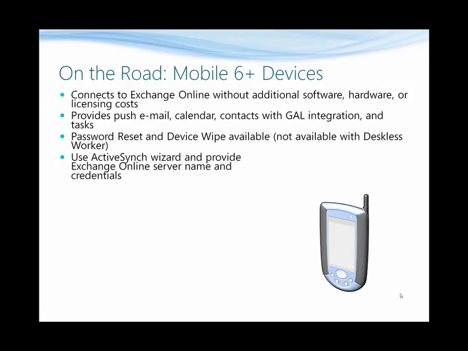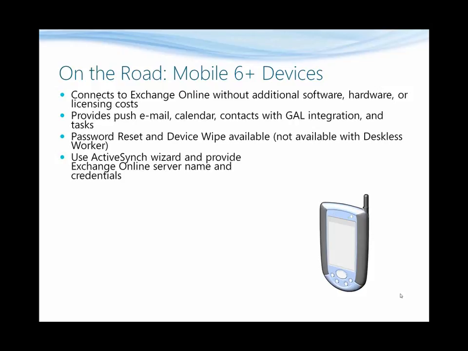Even when you're on the road, you can still access your online services by using a Windows Mobile 6 or later device and ActiveSync. You can connect to Exchange Online without the need for any additional hardware, software or licenses. Windows Mobile 6 and later phones have built-in compatibility with Exchange ActiveSync. This data synchronization program allows Exchange Online users to take advantage of Windows Mobile features to access push email, calendar, contacts with GAL integration, and tasks.